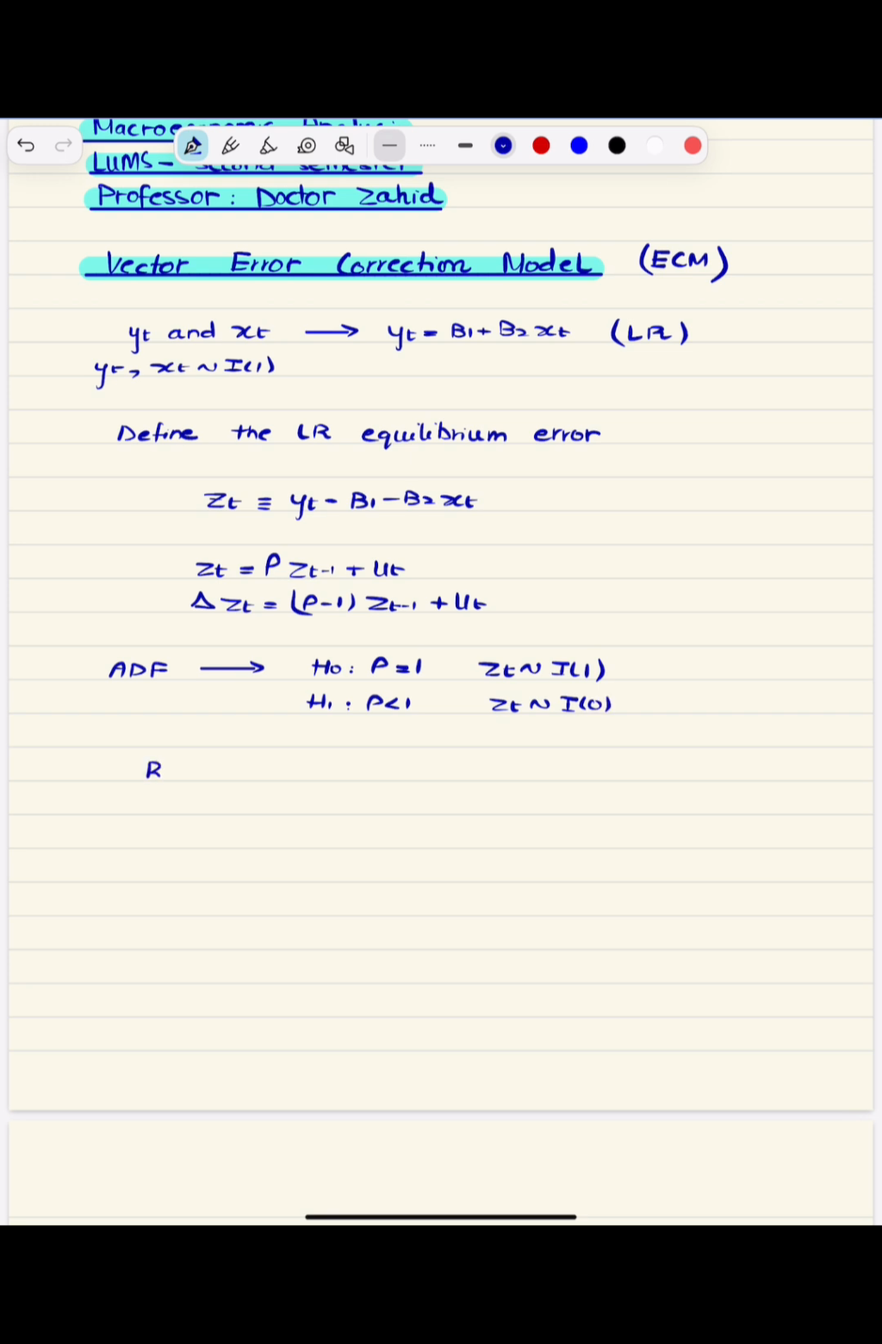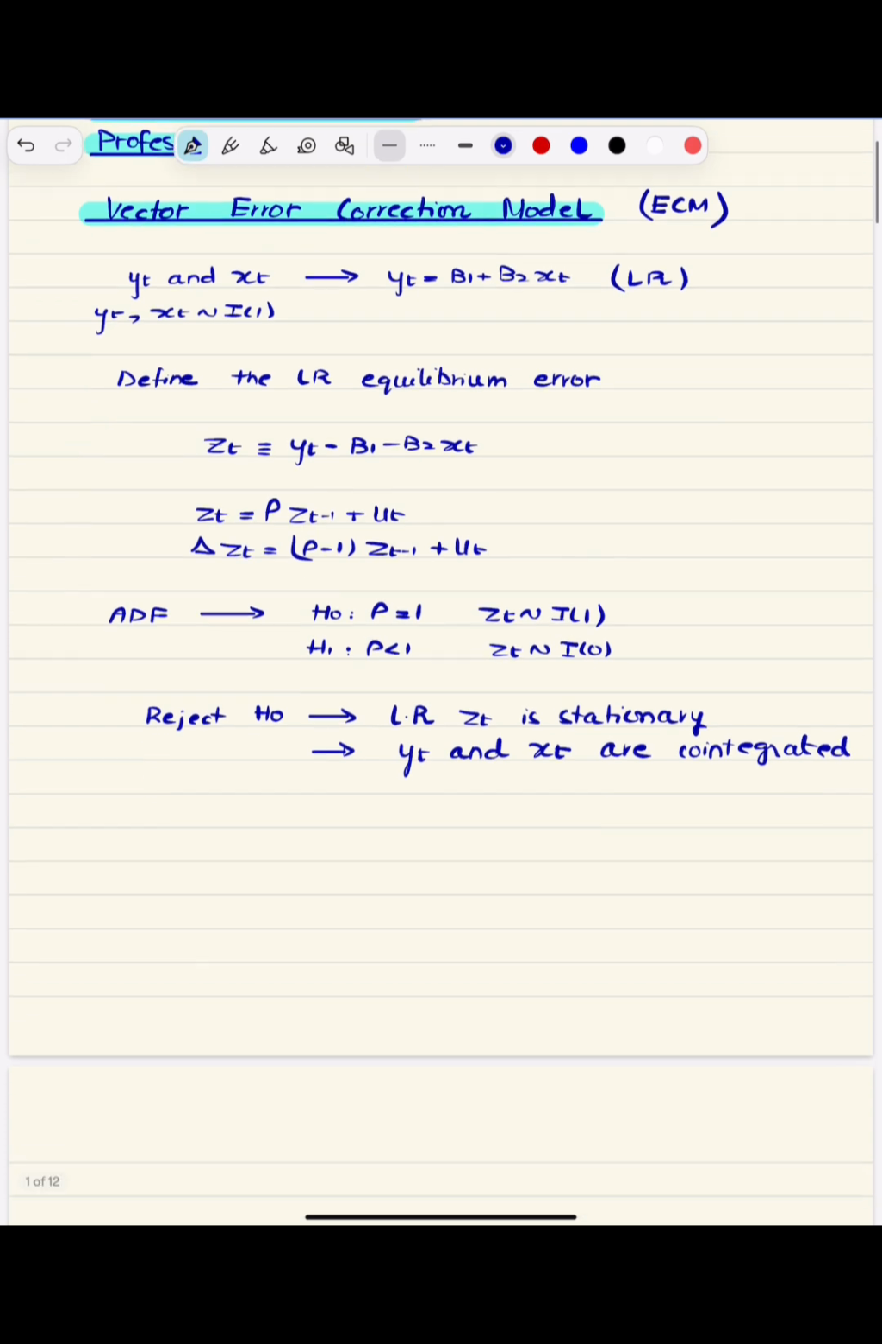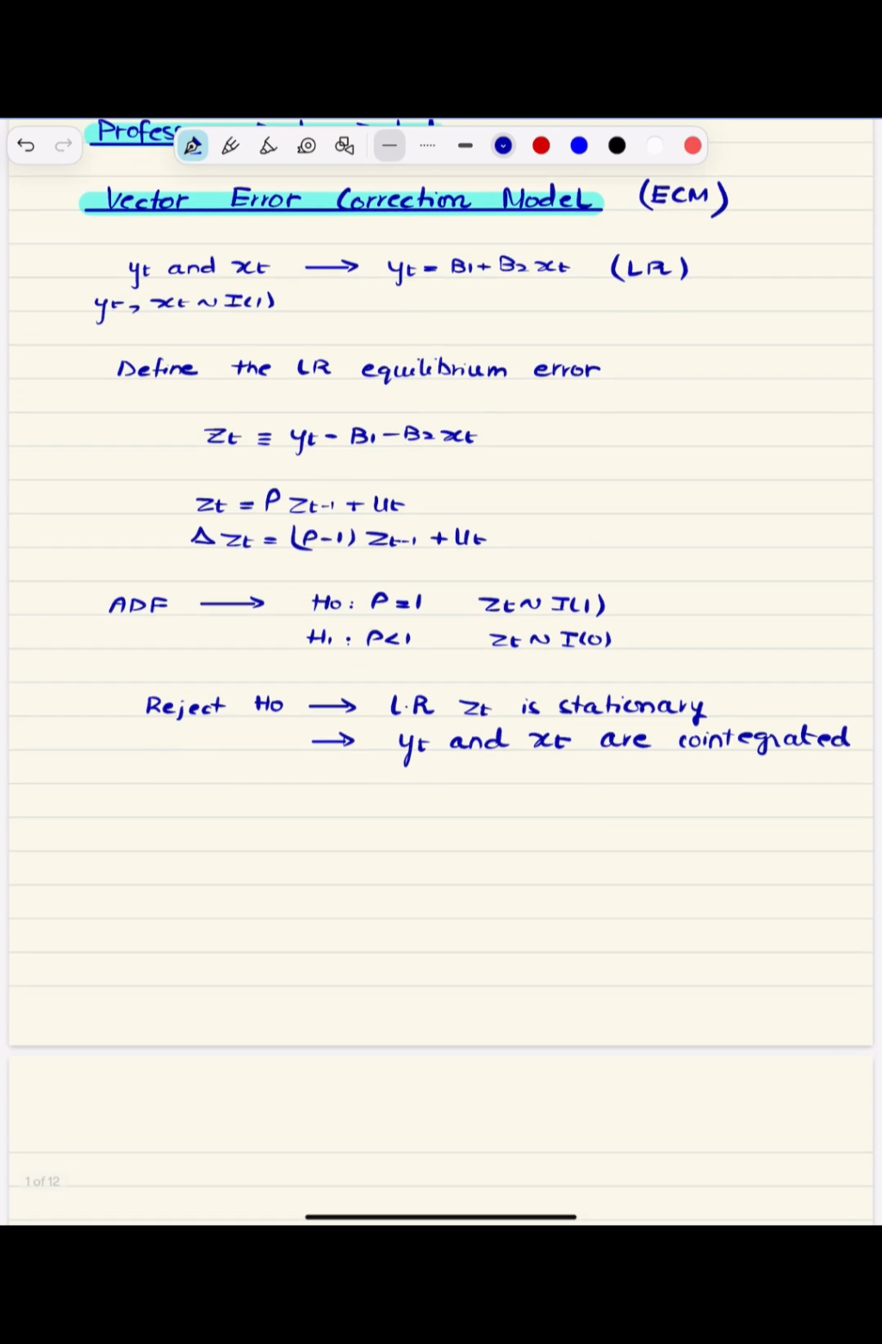So when we reject H0, it implies that in the long run the error is stationary. And whenever the error is stationary, as we've already discussed in the previous video, that means that the variables yt and xt are cointegrated. Now that we know that they are cointegrated, we are interested in the short-run and long-run relationship between these variables. So let's do a little bit of algebra.